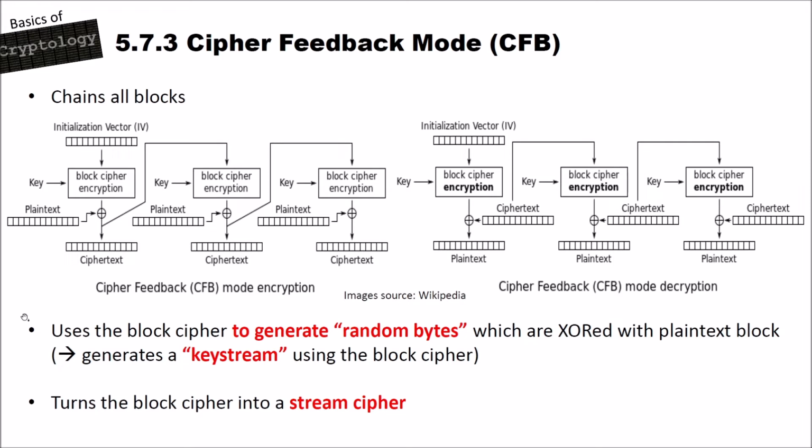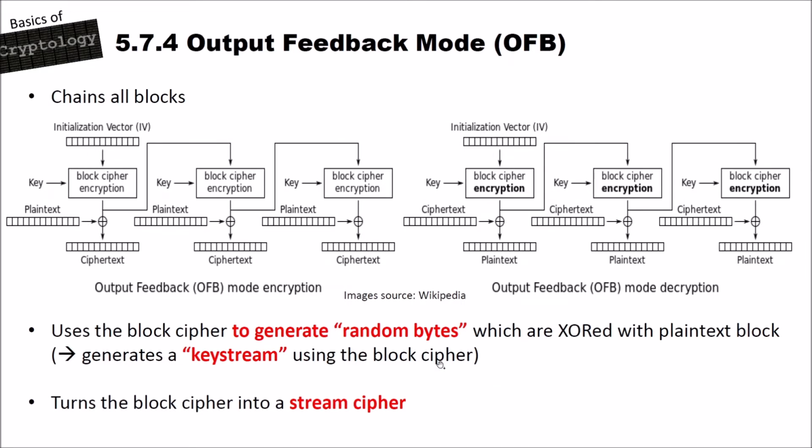And basically, this mode uses the block cipher to generate random bytes. So these bytes that come out here are like random bytes, which are XORed with the plaintext block. And this basically generates a key stream using the block cipher. So basically, this mode turns the block cipher into a stream cipher.